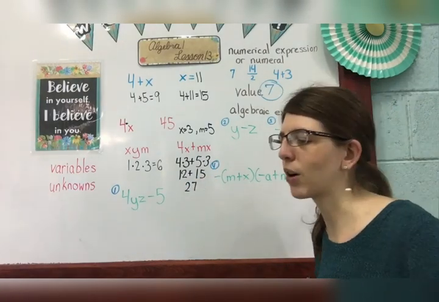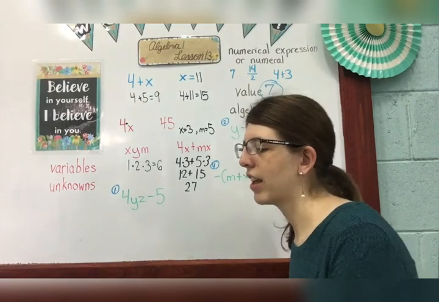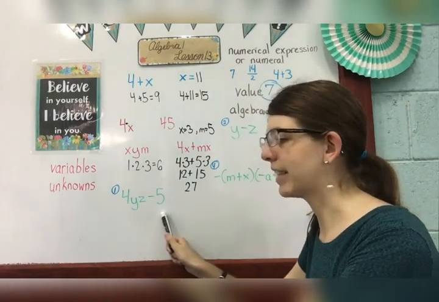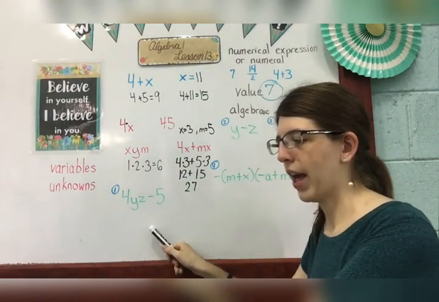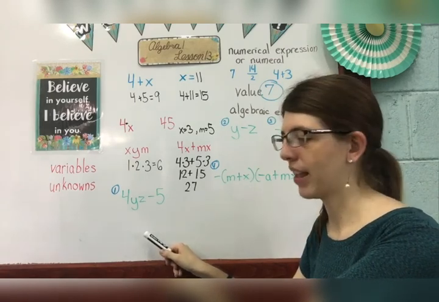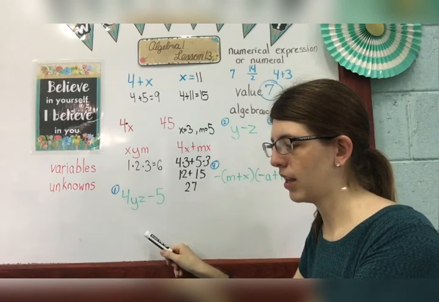Okay, so let's do a couple more examples. If I want to find the value of 4yz minus 5 when x is equal to 4, not 4.